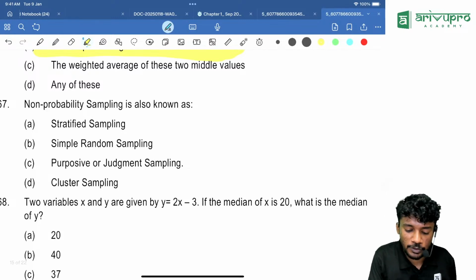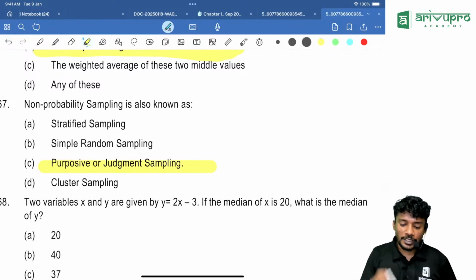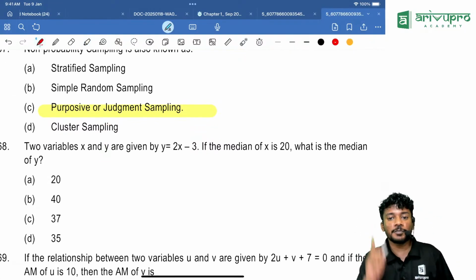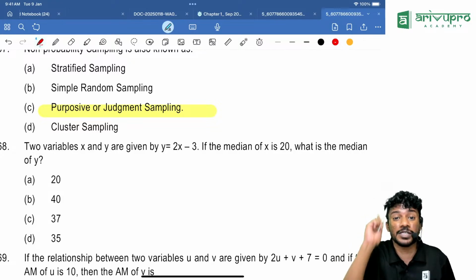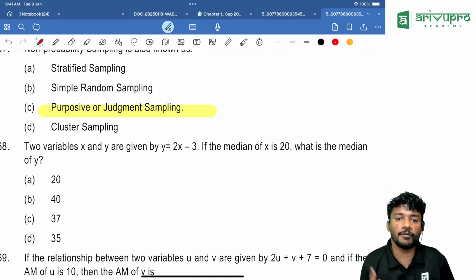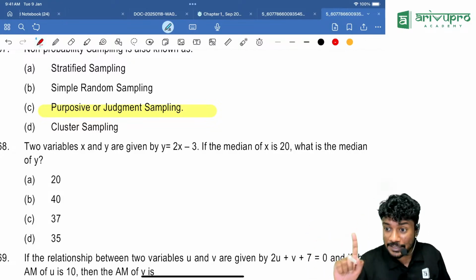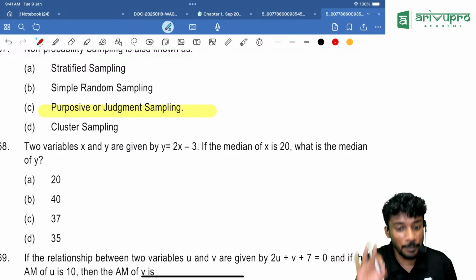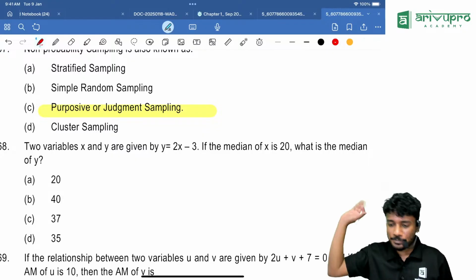Non-probability sampling is also called purposive or judgment sampling. Now we are going to a very good question. One of the most repeated questions, and I'm telling you, one question will be there in your exam. Minimum one, at least one. What do you mean by at least one? More than one. A question will be there from this concept for sure.